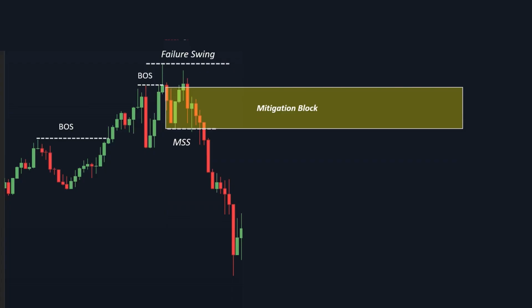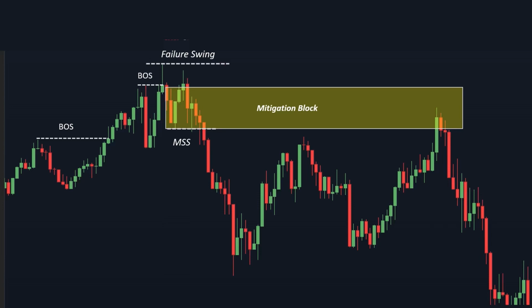With the bullish market structure shift, we anticipate price rejection from this mitigation block and a continuation of the downward movement. As observed, the price initially moves downward and pauses momentarily within the breaker area. After accumulating more sell orders, it gains momentum and pushes downward.